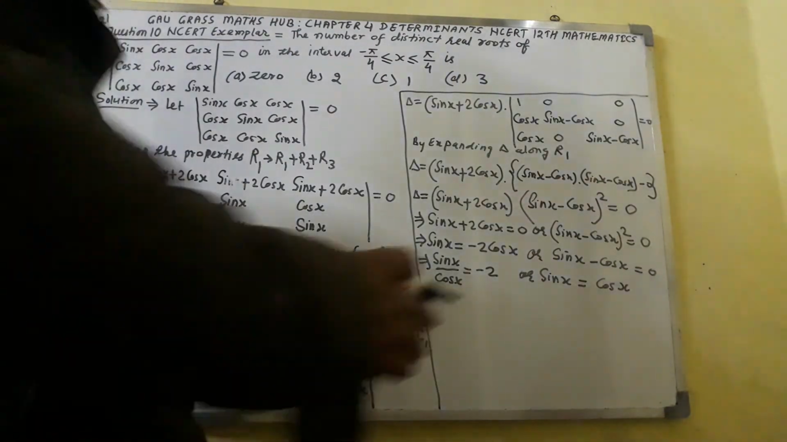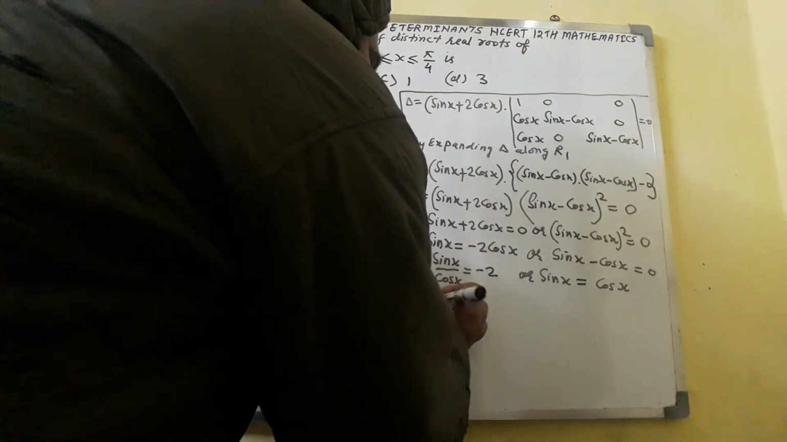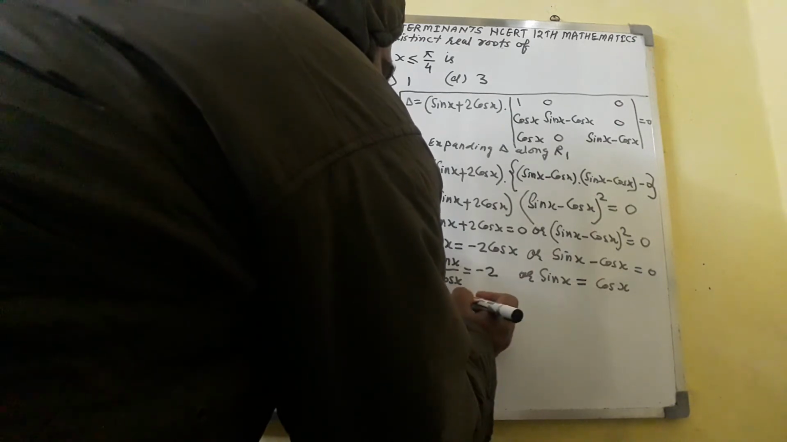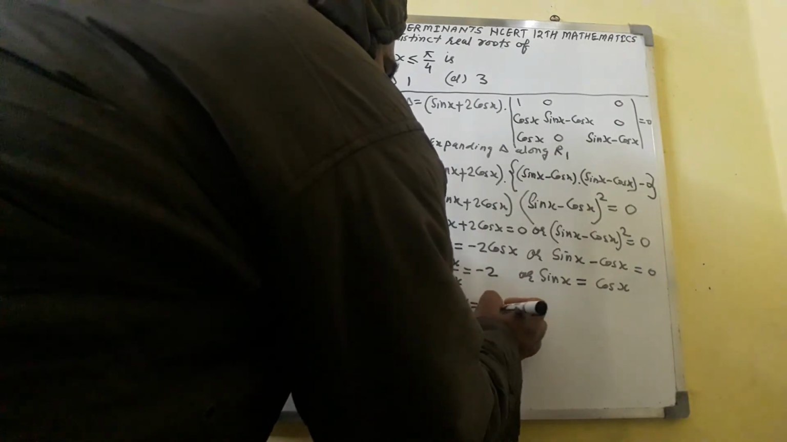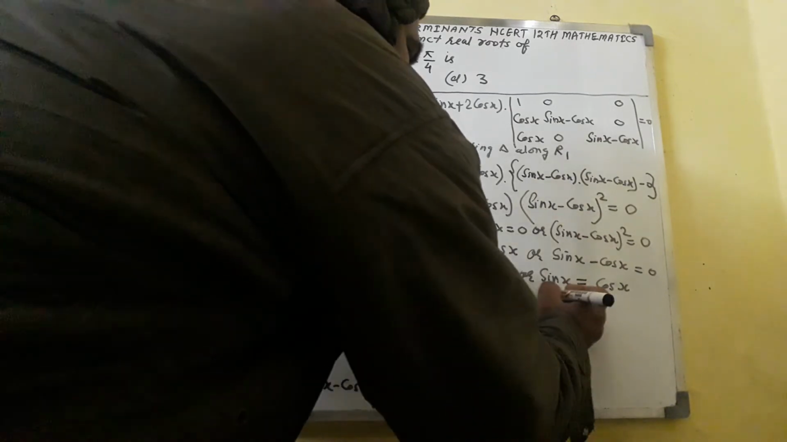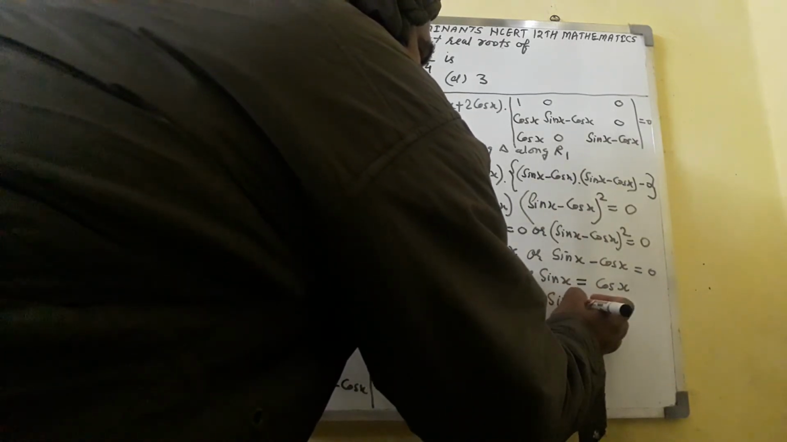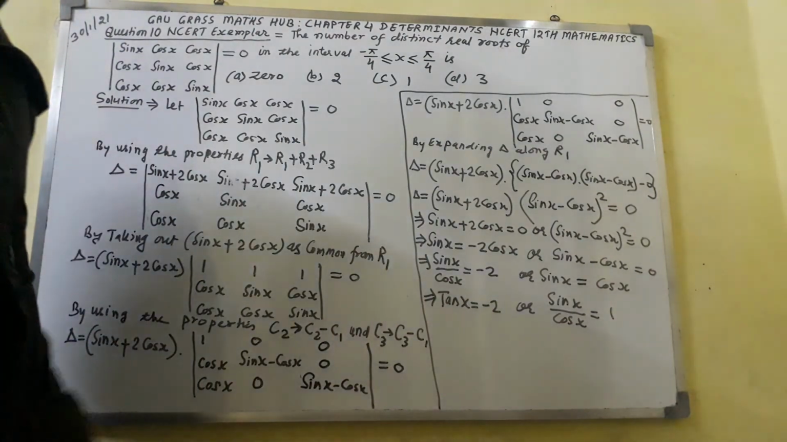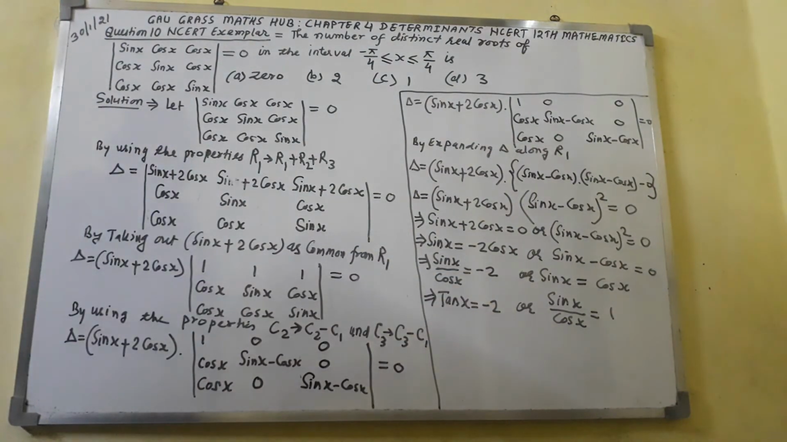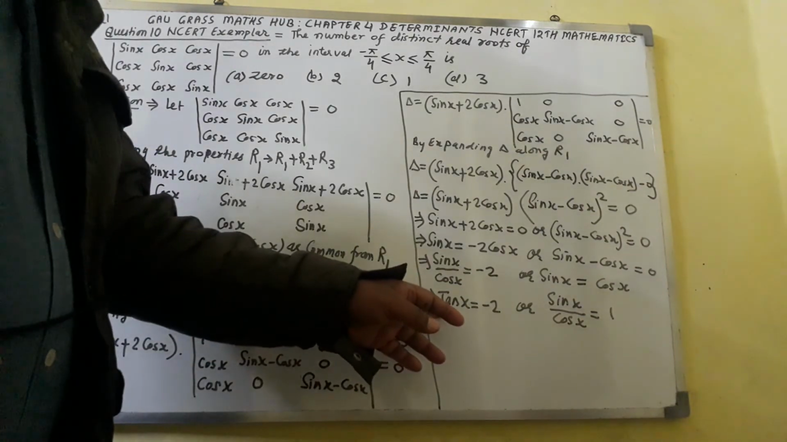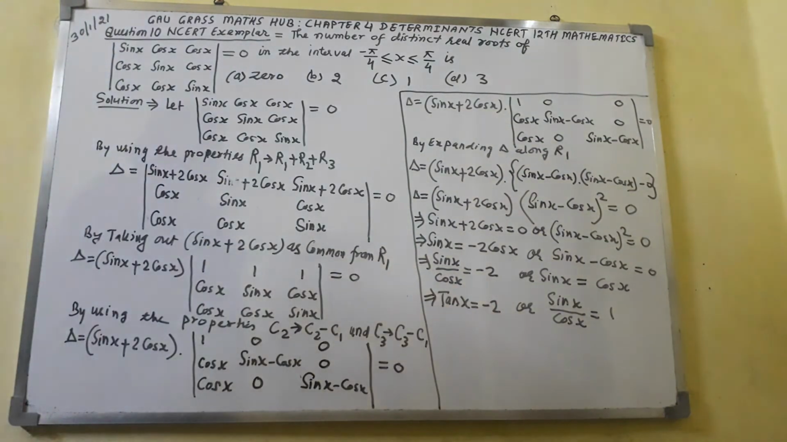This thing you will get. So here I shall get tan x equal to minus 2, or sin x over cos x equal to 1 you will get. So here you can see tan x equal to 2, tan x equal to 2.